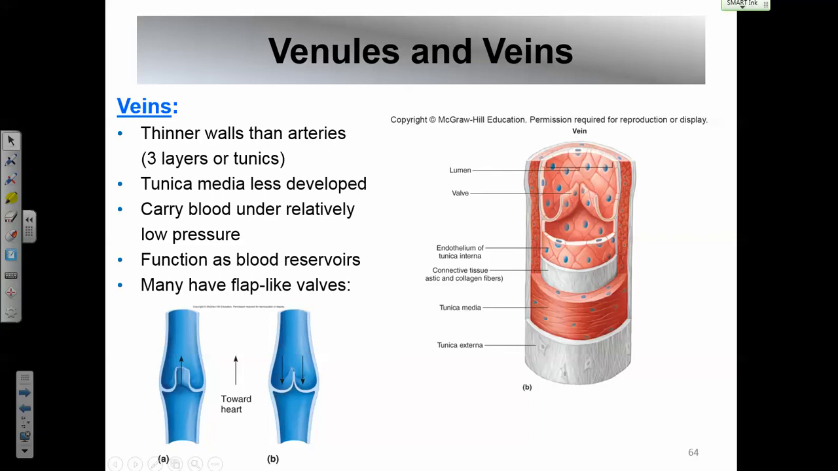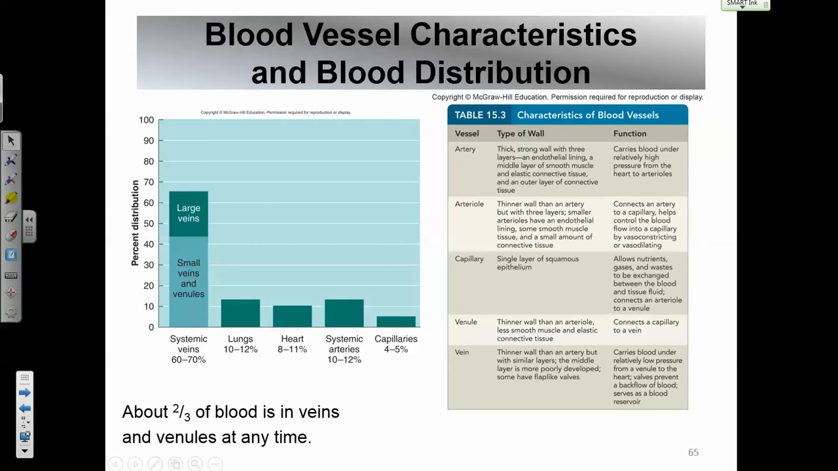If somebody's valves in their veins don't work, that can be very dangerous because the blood is not going to efficiently make its way back to the heart. Sometimes you see varicose veins, or that's when some valves are not working properly and they really get bulging. It's not just a cosmetic issue, it's a medical issue.